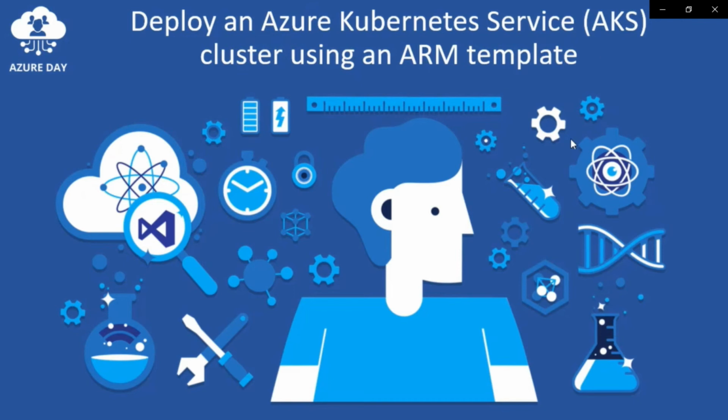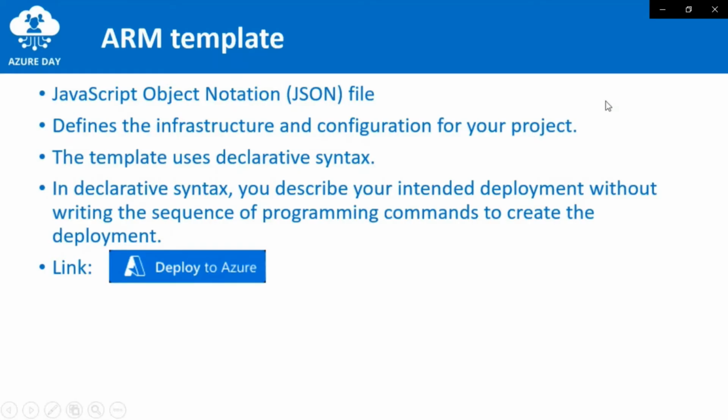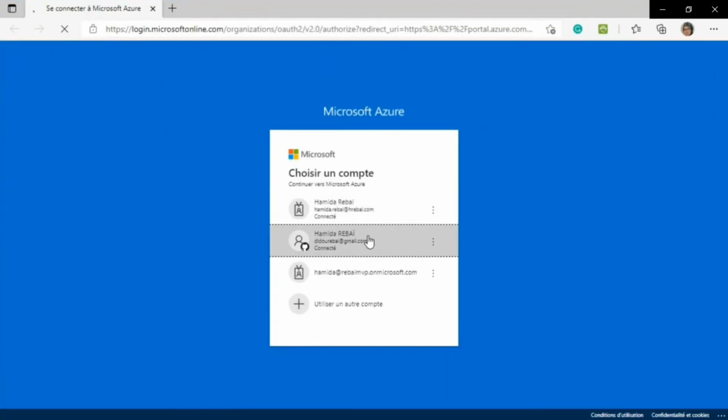So we deploy an Azure Kubernetes Service cluster using ARM templates. An ARM template is a JavaScript Object Notation, a JSON file that defines the infrastructure and the configuration for your projects. The template uses declarative syntax, and in declarative syntax, you can describe your intended deployment. And we will click here on the template.